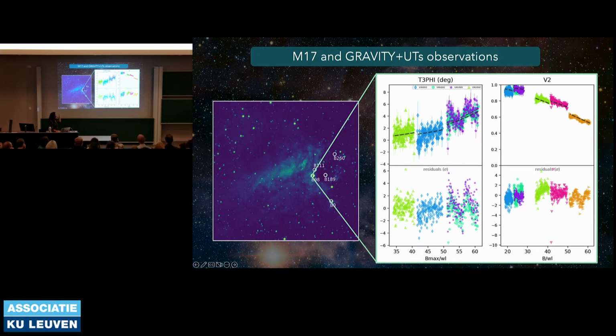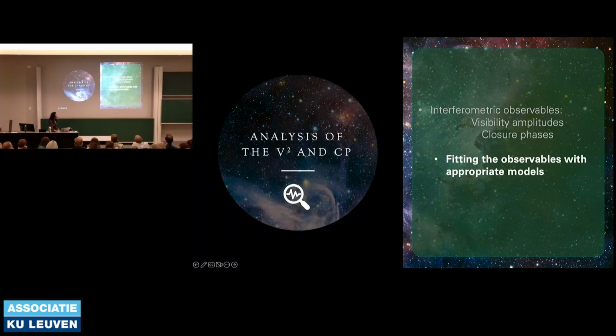So you have the closure phase and the visibility, and you see the black dots and lines that are actually the models that I fit. So it brings me to the next point, which is how we fit the observables with appropriate models.